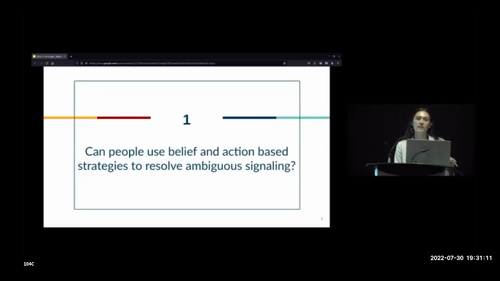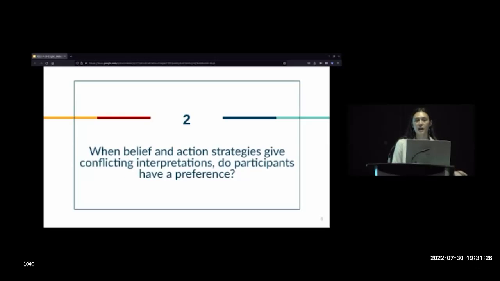While these two effects have been studied independently, they've rarely been seen in conjunction in the same context. So we designed a paradigm that combines these two to ask, can people use belief and action-based strategies to solve ambiguous signaling? And not only that, we want to know what happens when they give you conflicting answers. Do participants have some kind of preference?